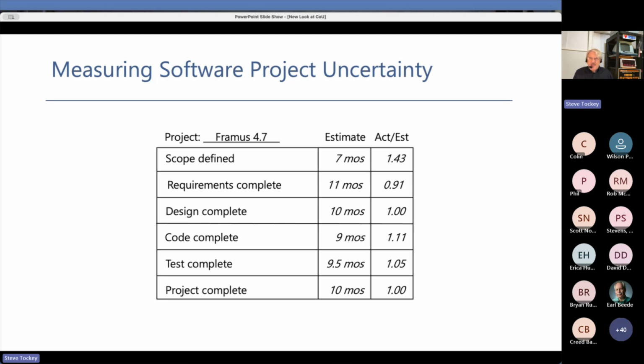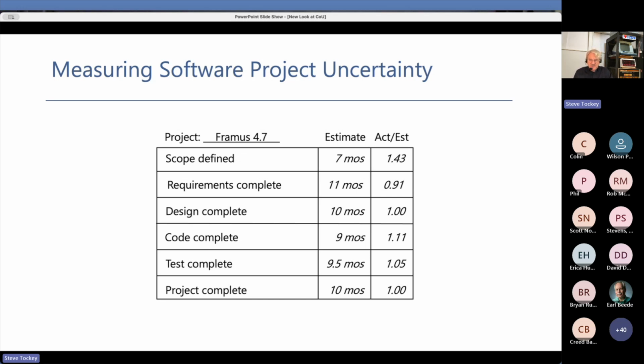And so we circle back and we divide all of those estimates by the actual outcome. So 10 divided by 7 is 1.43. Now, the meaning of the 1.43 is that the 7 months estimate at the point of scope defined was an underestimate by 43%. That the 11-month estimate was an overestimate by 9%. The design complete estimate of 10 months was dead on accidentally. The code complete estimate of 9 months was under by 11%.